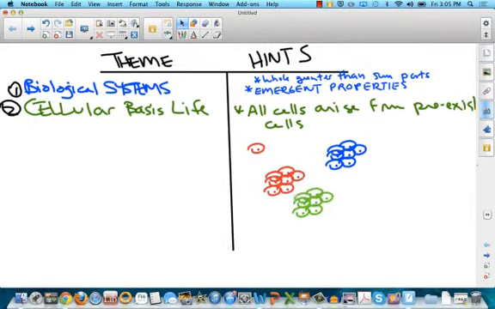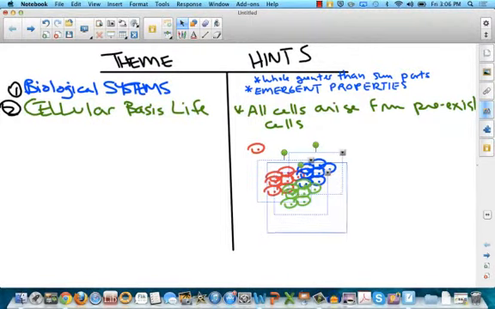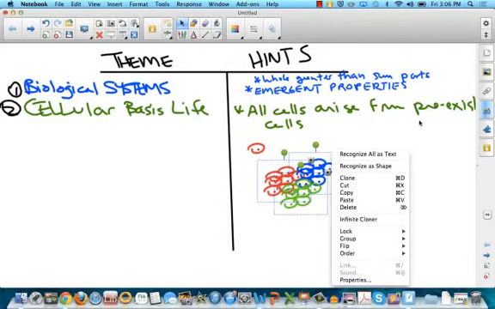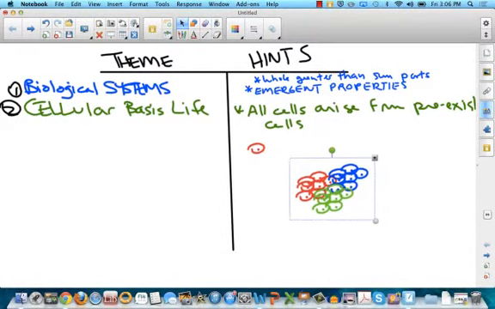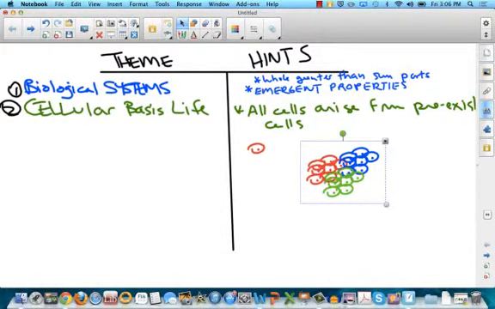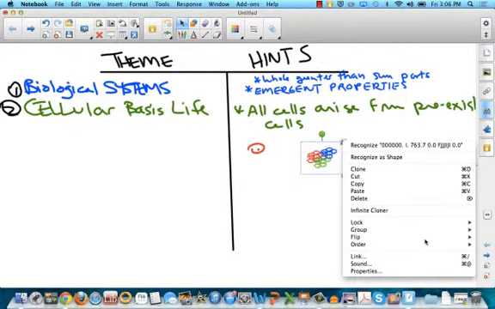We take different tissue types and put them together. Suddenly, instead of having one tissue, we now have an organ. Okay? So a cell, a whole bunch of cells together become a tissue, a whole bunch of tissues together become an organ. And what happens when you have a whole bunch of organs that interact with one another?